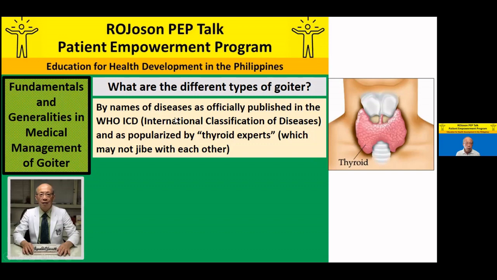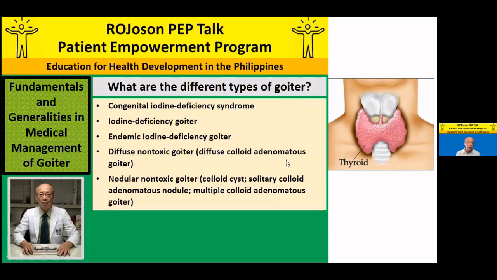The names of the diseases can also be popularized by thyroid experts, which, as I said, is very complicated, and it creates a lot of confusion because all these thyroid experts may not jive with each other. So here are samples of names of thyroid diseases, derived from the WHO ICD-10, as well as some of my own inputs.